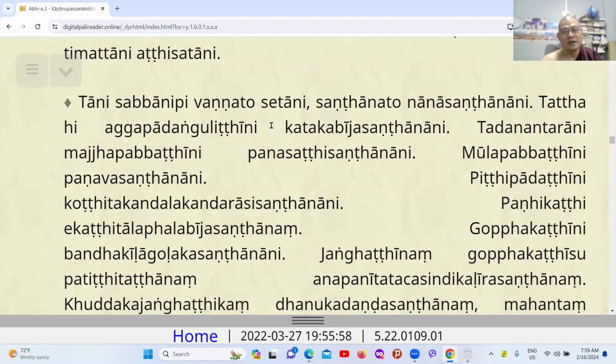If you contemplate the bone, for example, as white color, the color, you can attain up to the 5th jhana. But if you contemplate it as repulsiveness, you will attain only the 1st jhana. But if you contemplate the color of the bone here, then you can attain up to the 5th jhana. So it is a different aspect. How you practice, how you contemplate this, that depends.